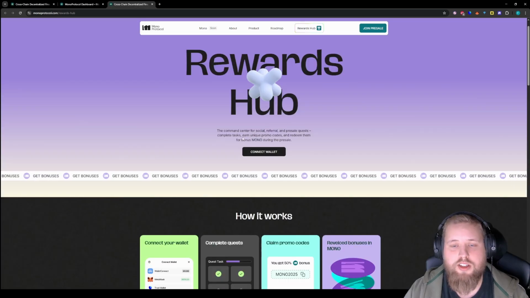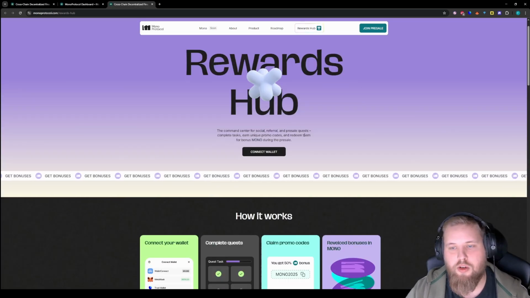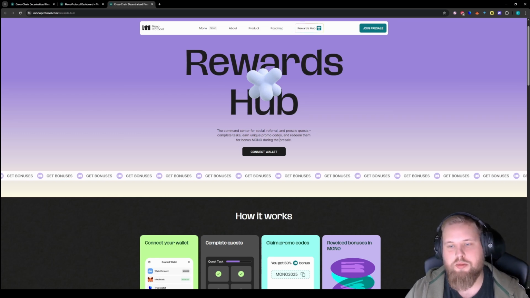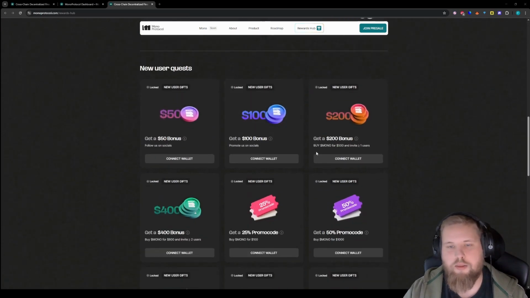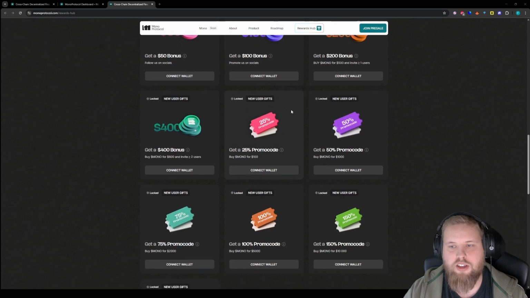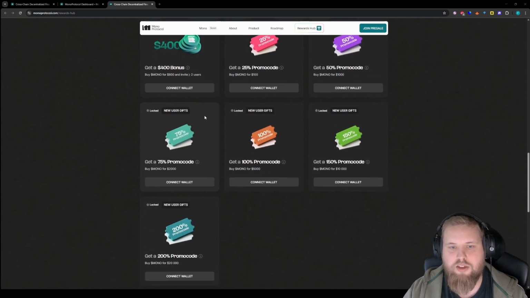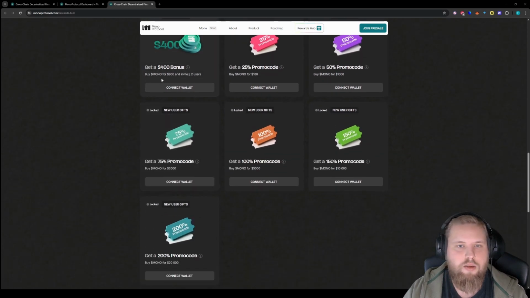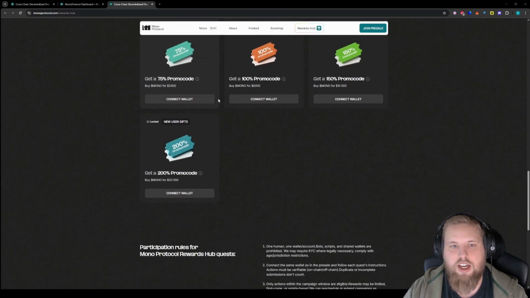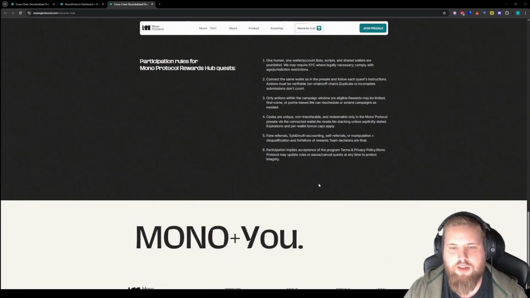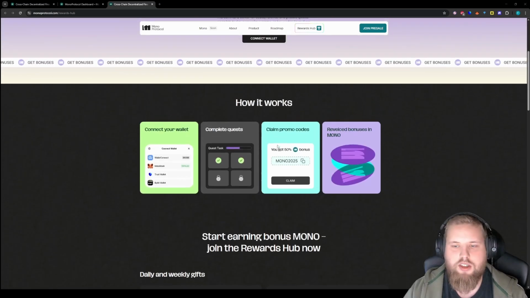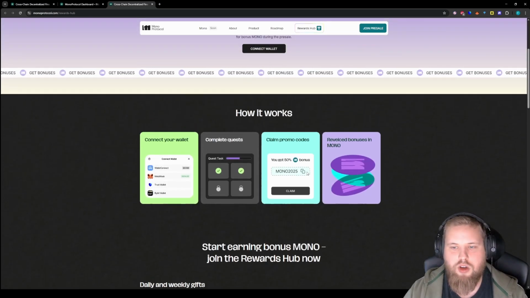We also have the rewards hub here, the command center for social referral and presale quests. Complete tasks, earn unique promo codes and redeem them for bonus Mono during the presale. So here you can earn some free tokens, get other people into it. Here you can see you can get up to a $400 bonus, buy Mono for $800 and invite two users, and promo codes and so on and so on, and get free tokens. So yeah, very cool, definitely good to check that out as well.